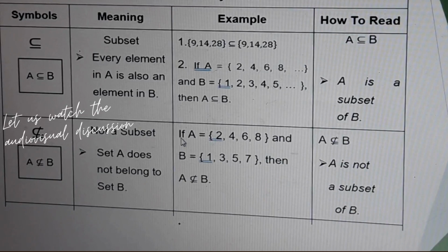Another symbol is C with a bar below and a slash. That means set A is not a subset of set B, that is, set A does not belong to set B. For example, A is equal to 2, 4, 6, 8, while B is 1, 3, 5, 7. There's no common element between them, and we are not considering all numbers in this case. We particularly mentioned those numbers only, 2, 4, 6, 8 compared to 1, 3, 5, 7. There's no common element between them, so A is not a subset of B.